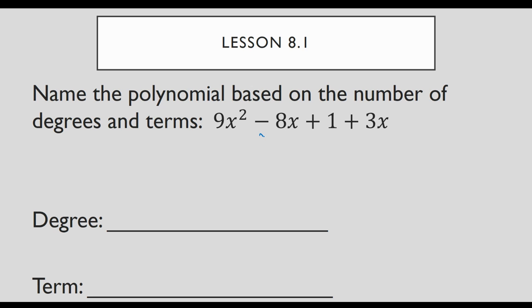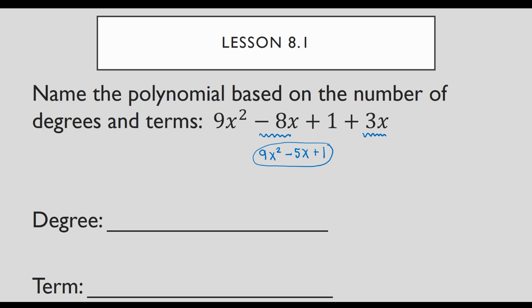Notice that in this problem, I see a negative 8x and a positive 3x. Those are like terms, so they need to be combined. Remember, when you combine like terms, you do not add exponents. So negative 8 plus 3 is negative 5, and that x stays as it is. Otherwise, the 9x squared and the positive 1 are also going to be as they are because there was nothing to combine with that. So really, this is the polynomial that we now need to focus on when we are identifying the degree and the term.